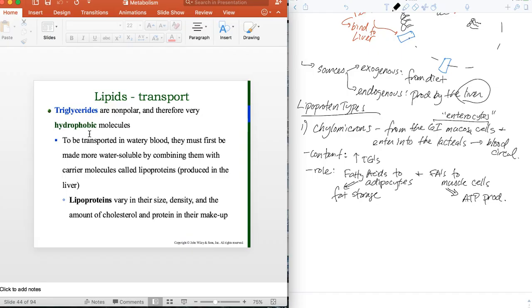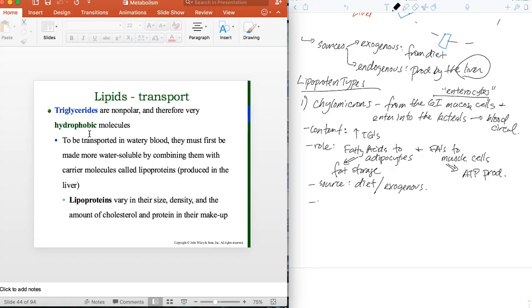It's kind of interesting, right? Because these guys here, they're going to come right from your diet, and then they will actually deliver some of these guys for storage. The liver's really not involved with them. Eventually, what's left over will get picked up by the liver. So the source of these, of course, would be dietary. So would that make it exogenous or endogenous? That would be exo, from outside. This is your diet.